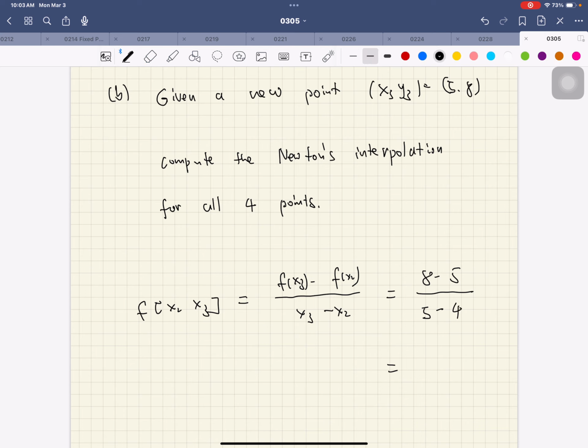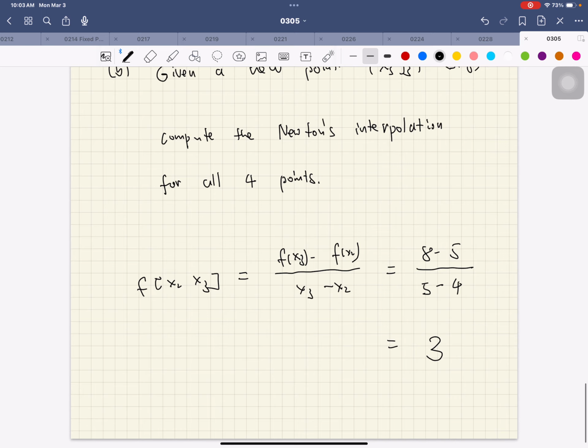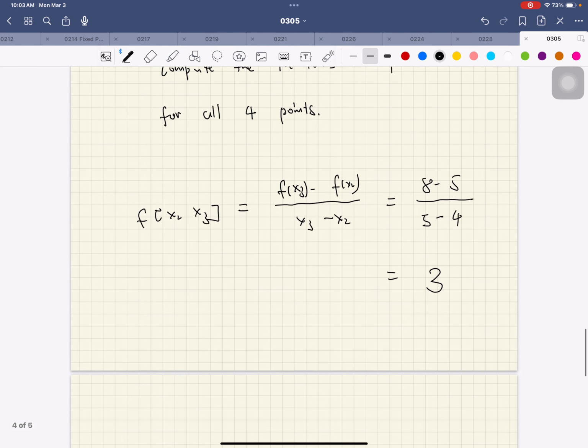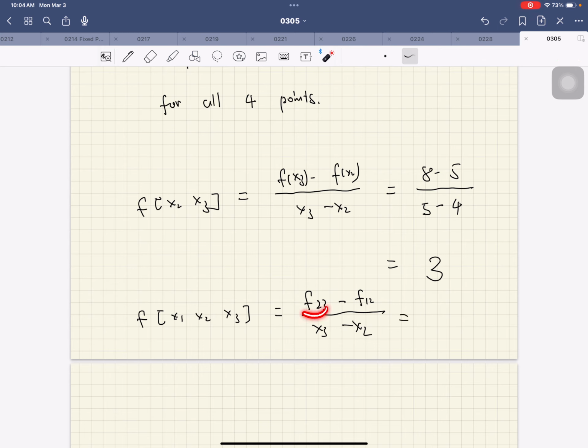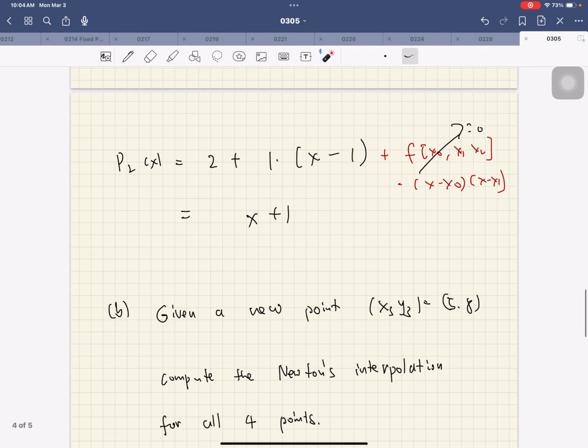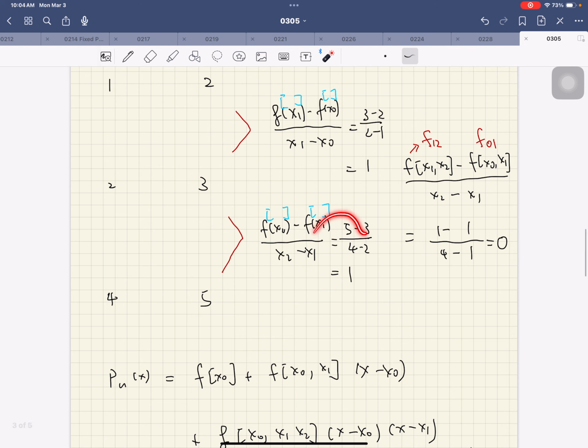So it turns out this is equal to 3. Okay, so once we have f[x2], f[x3], we can compute f[x1, x2, x3], right? But according to the definition, this is equal to (f[2, 3] minus f[1, 2]) over (x3 minus x2), right? But we have everything on hand. So this guy is equal to this f[1, 2]. We already computed in the table, so which is this guy, right?